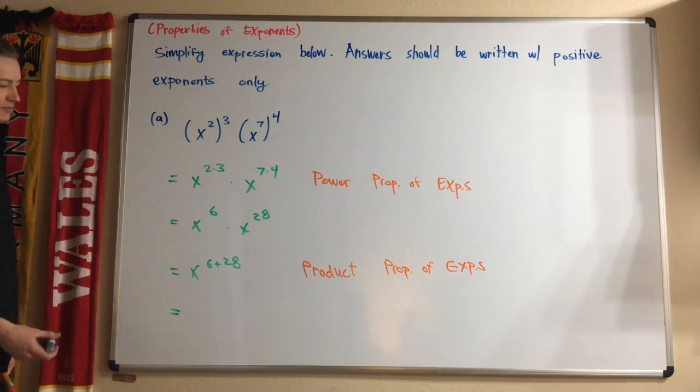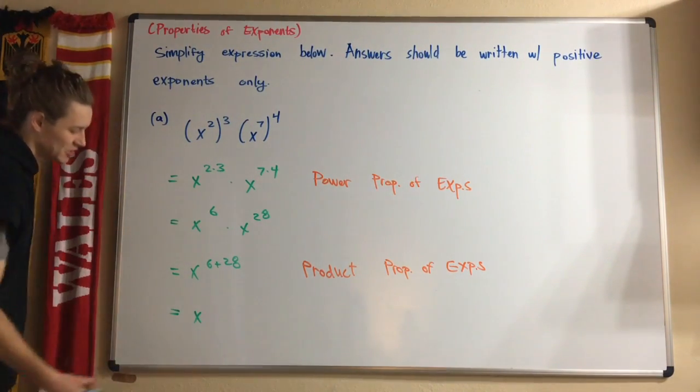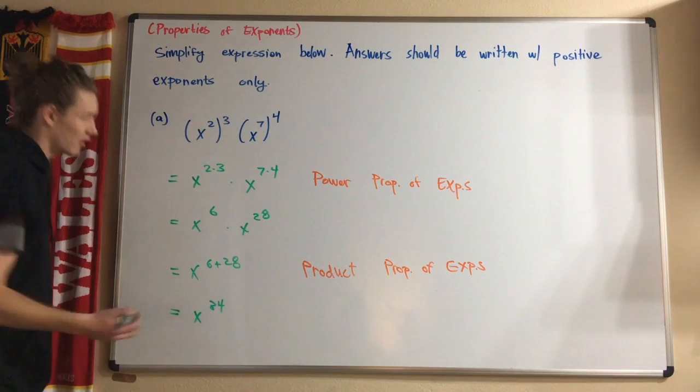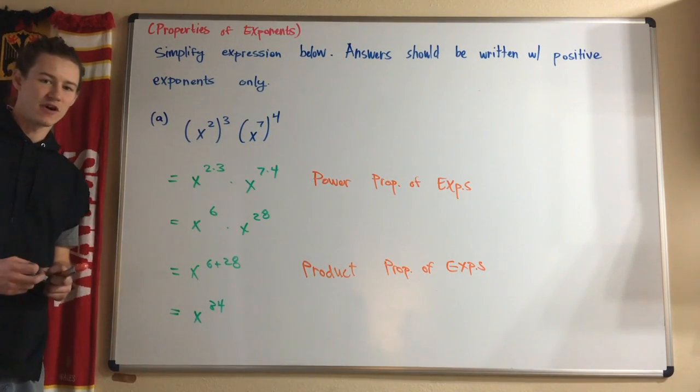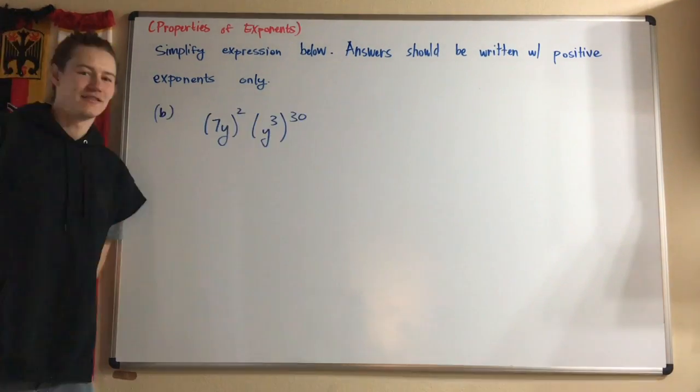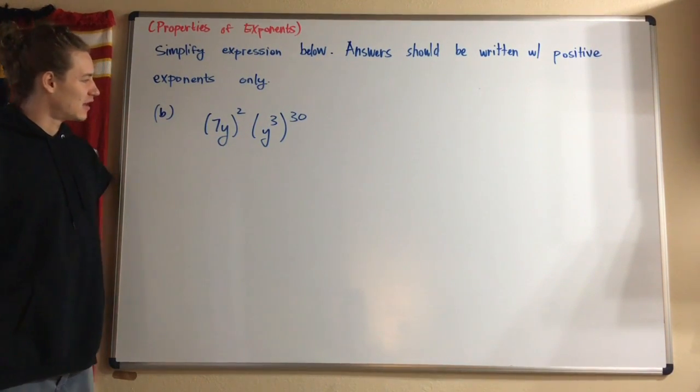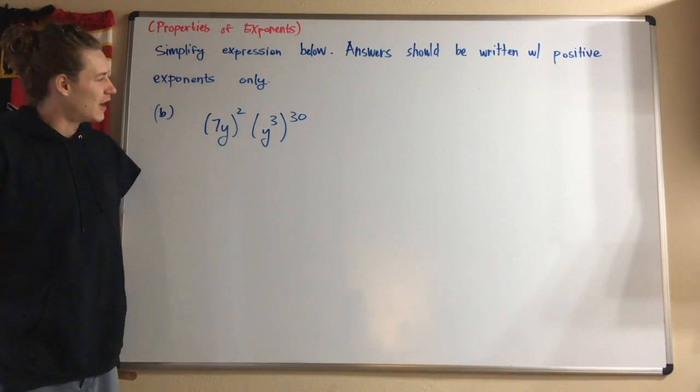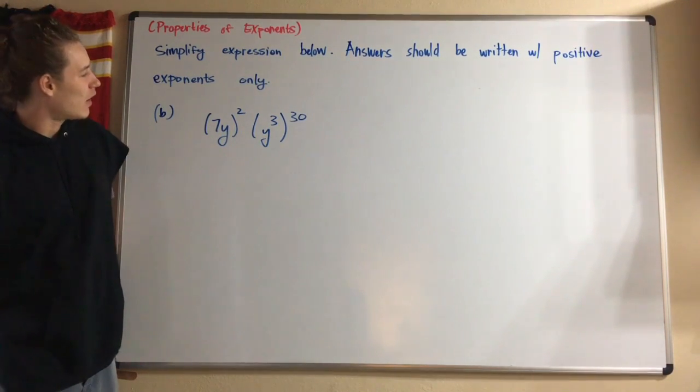The last step here is to simplify x to the 6th plus 28, and that's just going to be x to the 34. And that'll be our solution for part A. Part B. Part B says the second power of 7y times the 30th power of y cubed.